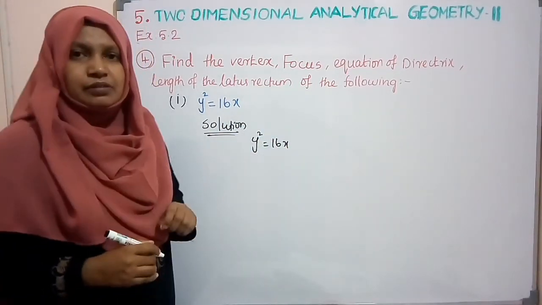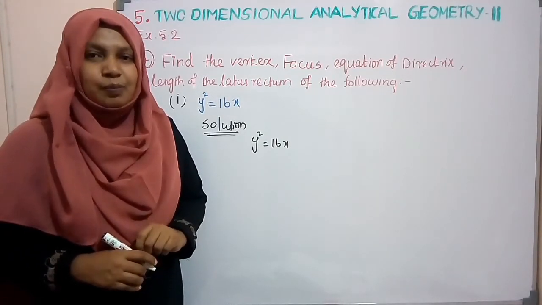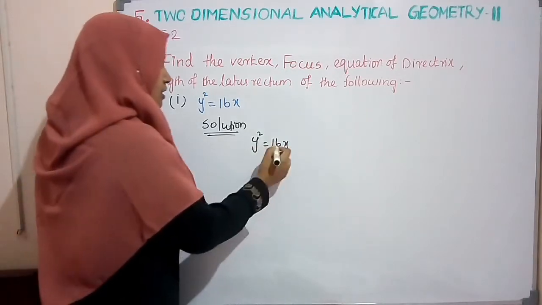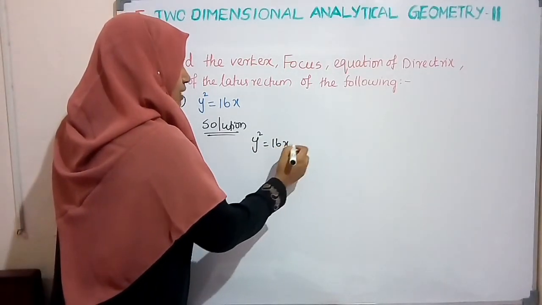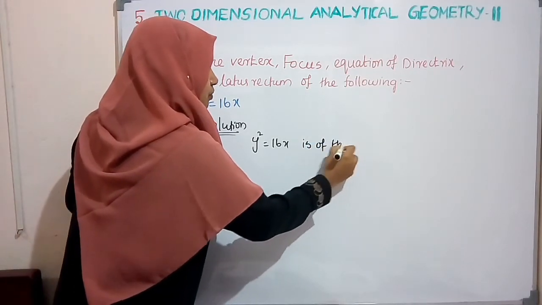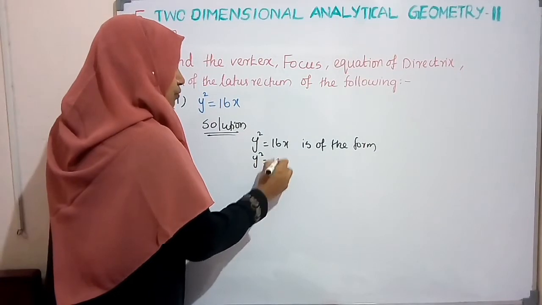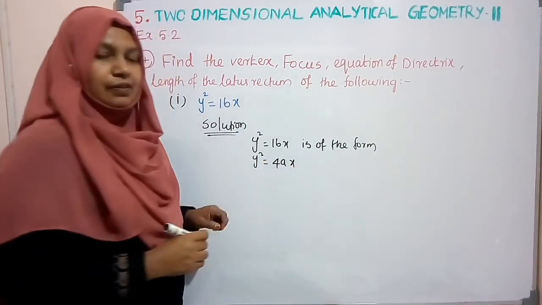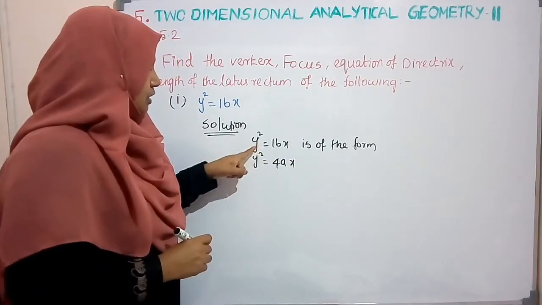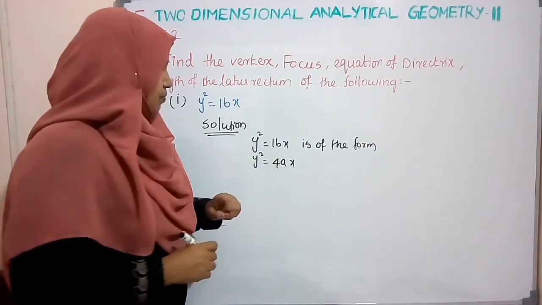It is in the form of y square is equal to 4ax, which is open rightwards. Okay. See, compare this equation. Y square is equal to 16x is of the form y square is equal to 4ax. Okay, we learned all the 4 forms. So it is in the form of y square is equal to plus 16x. So it is plus 4ax.